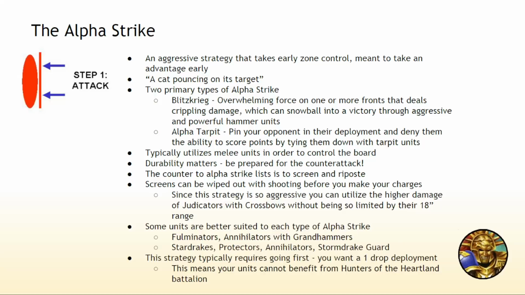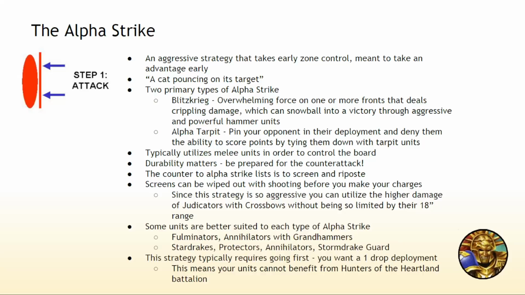So Alpha Strikes are typically utilizing melee units in order to control the board. The reason for that is you want the space that those melee units occupy. If you have a shooting unit that's standing on an objective, that's not as threatening as having a melee unit stand on it that can hit back. Durability matters in this situation because you will be hit back. So you have to deal a lot of damage to your opponent, and if you're using primarily melee units, you're only hitting what they allow you to hit, whatever they put on their front line. So you have to be ready for the counterattack. They're going to come at you with something big.